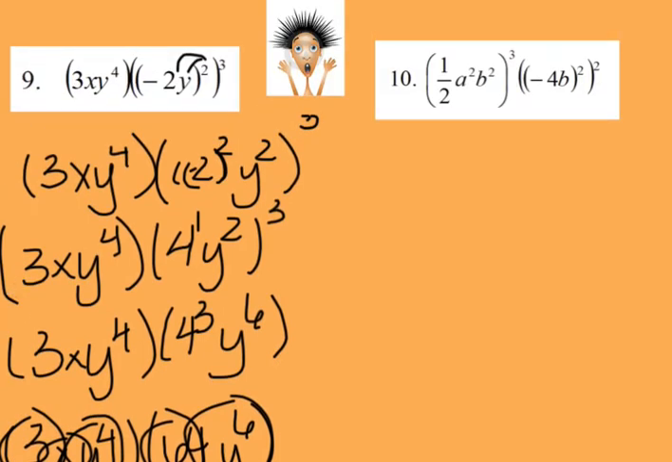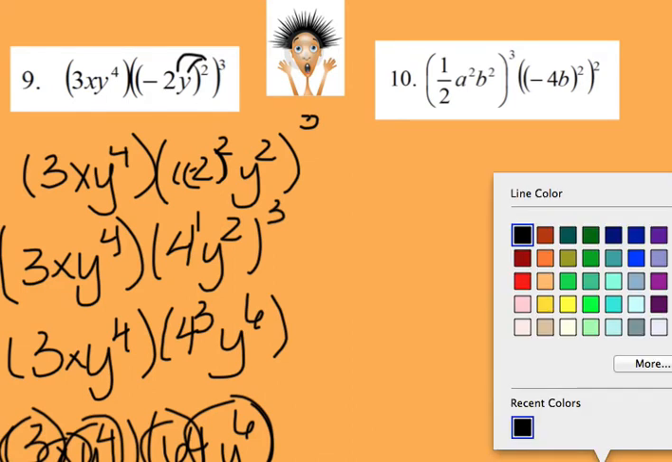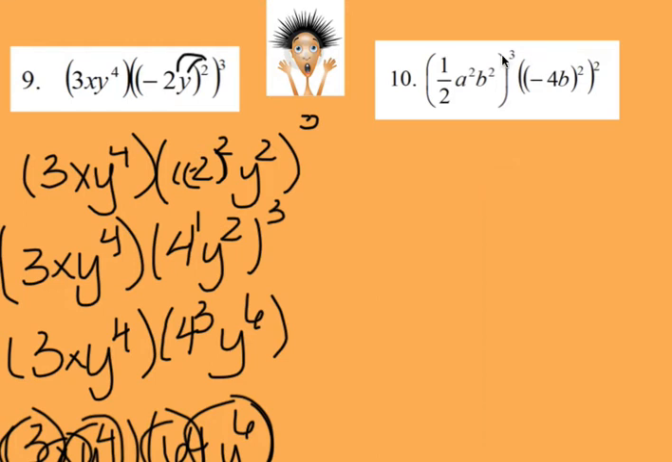Okay, so let's take a look at number 10. Number 10 can also get really confusing, so let's go ahead and do that one together. First thing I'm going to do is start working on distributing in my parentheses. So I'm going to distribute in this 3, this exponent. Each of these has a 1 on it.